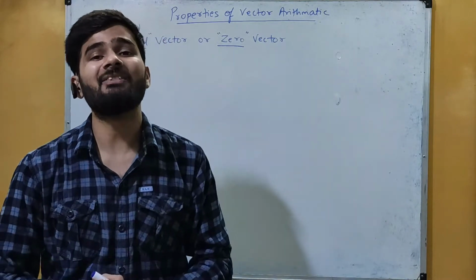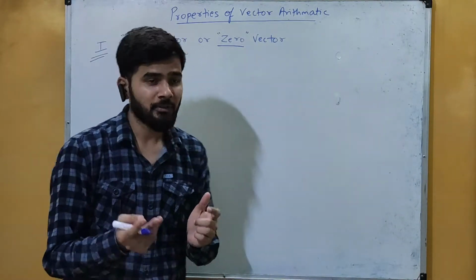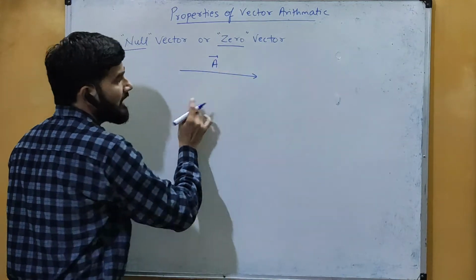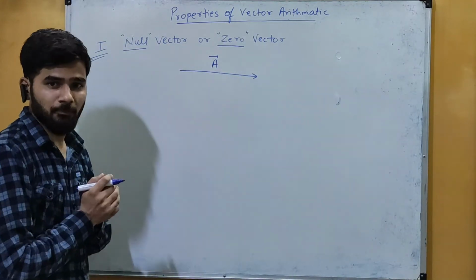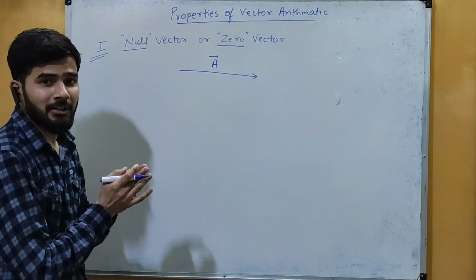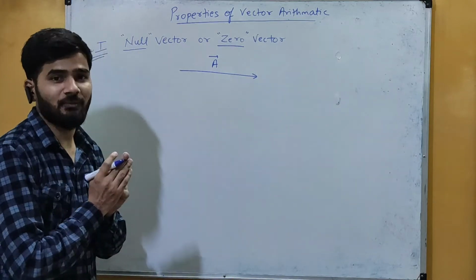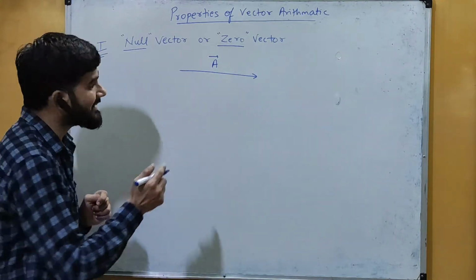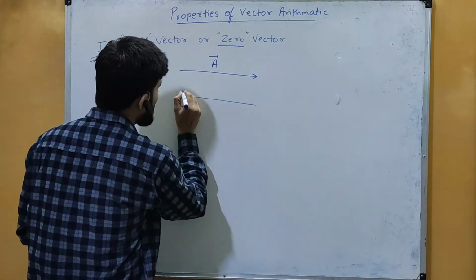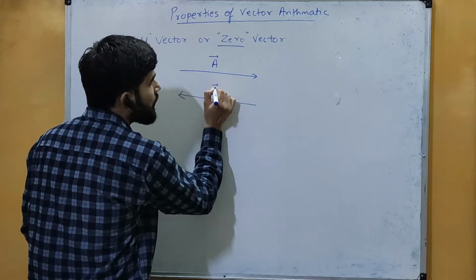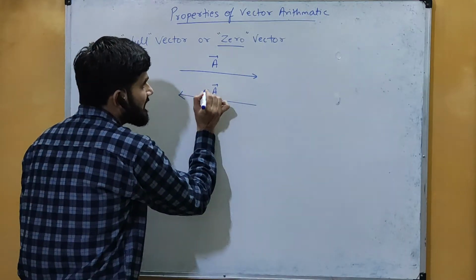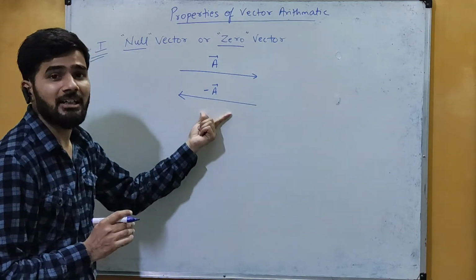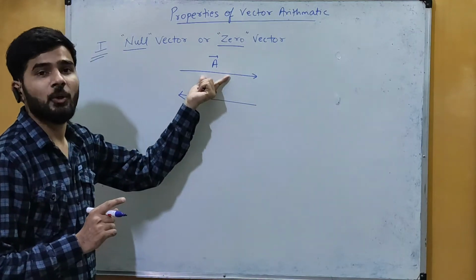मतलब यहाँ पर null vector या फिर zero vector क्या होता है? Suppose for example, if we have a vector A which is in a particular direction. अब मैं क्या करता हूँ यहीं पर if we have another vector, or you can say a negative vector of this vector, it means that its direction will be exactly opposite and its magnitude will also be the same, but that is represented with a negative sign. You can say this second vector is a negative vector of the first vector.